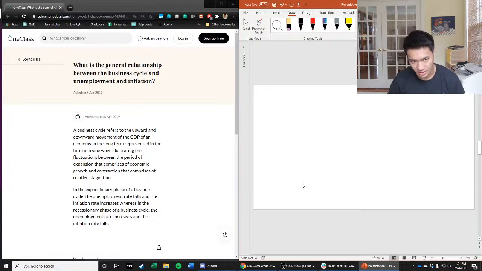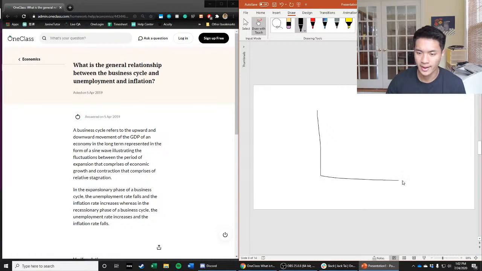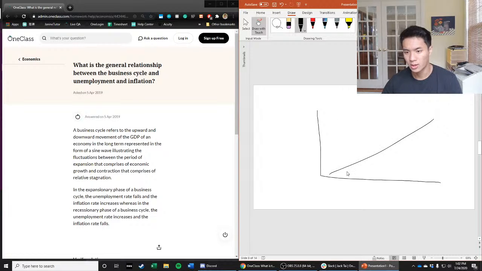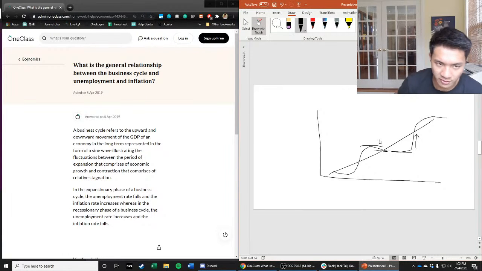The next question says, what is the general relationship between the business cycle and unemployment and inflation? So we typically see the business cycle as something like this, where there's an average line that it follows, but there are going to be peaks and troughs, recovery periods and decline or recession periods, right? And so these are our elements of a business cycle.